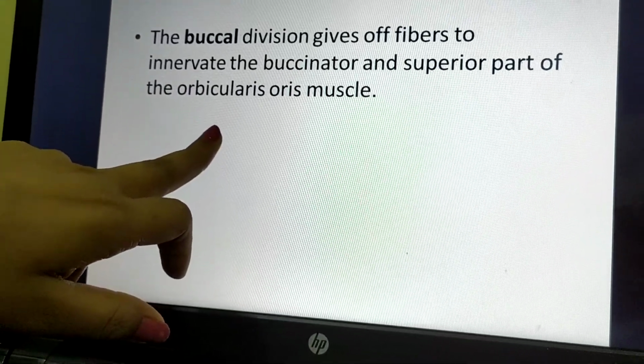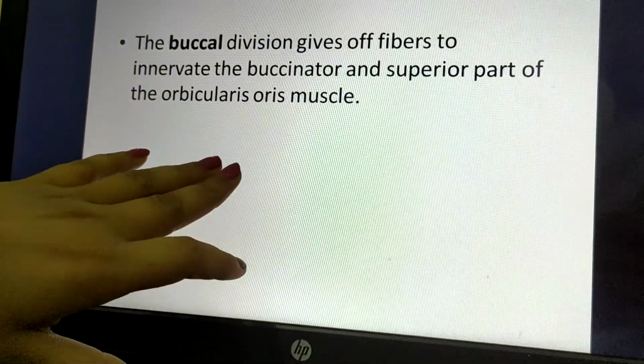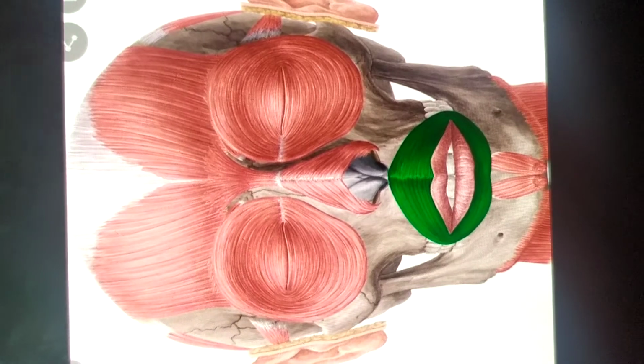Now, the buccal division of the facial nerve gives supply to the buccinator and the superior part of orbicularis oris. The orbicularis oris is present around the lip, and it helps in closing the mouth.